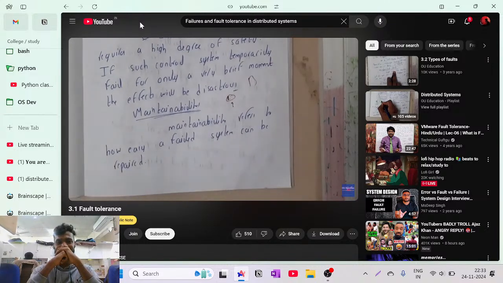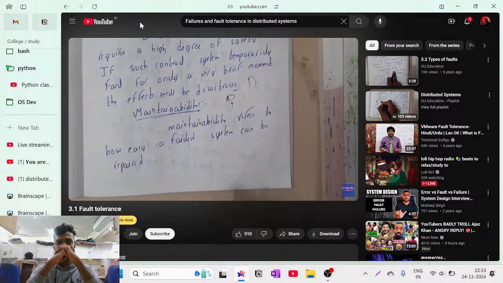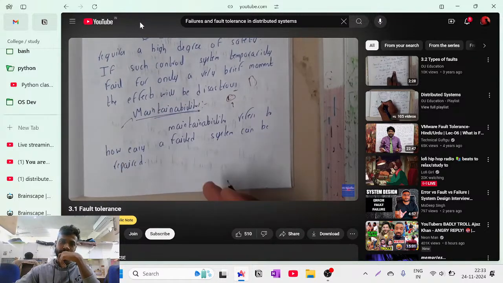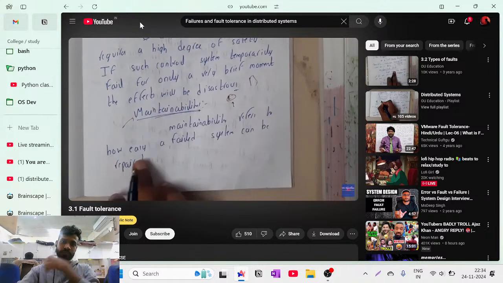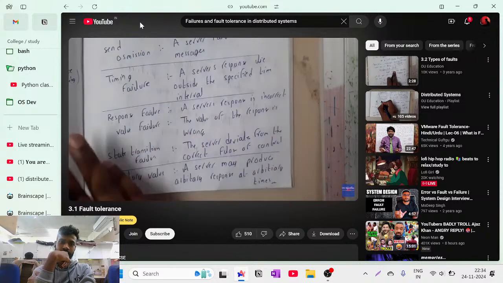Similarly, maintenance. Even for websites they'll be taking maintenance. Basically, they'll be checking the status, whether it is working fine or not, and everything will be taken back up and all those things will be done, guys. So maintenance refers to how easily a failed system can be repaired.